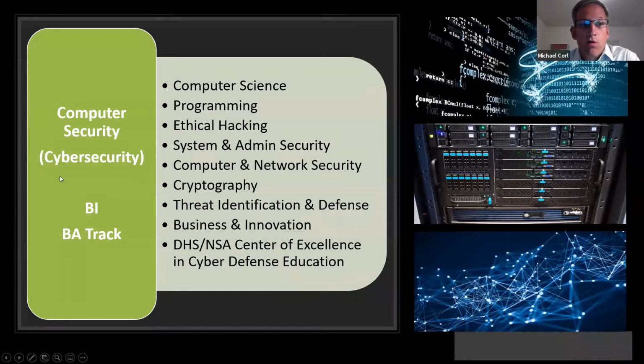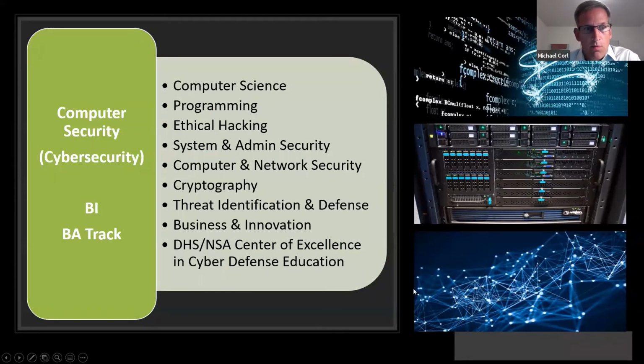The computer security or cybersecurity, again, you have your computer science, your programming, all that. You get into a little bit of ethics and then your different securities and cryptography. Threat identification, and the BI track would have this business and innovation piece. And it's important to note that UCCS is a DHS, so Department of Homeland Security, and the National Security Agency, NSA, Center of Excellence in Cyber Defense. So that's a distinction. We had to make sure that our programs met certain standards and requirements to get that. It's not all that easy to get, but it is a distinction of our program that we're certified by DHS and NSA.